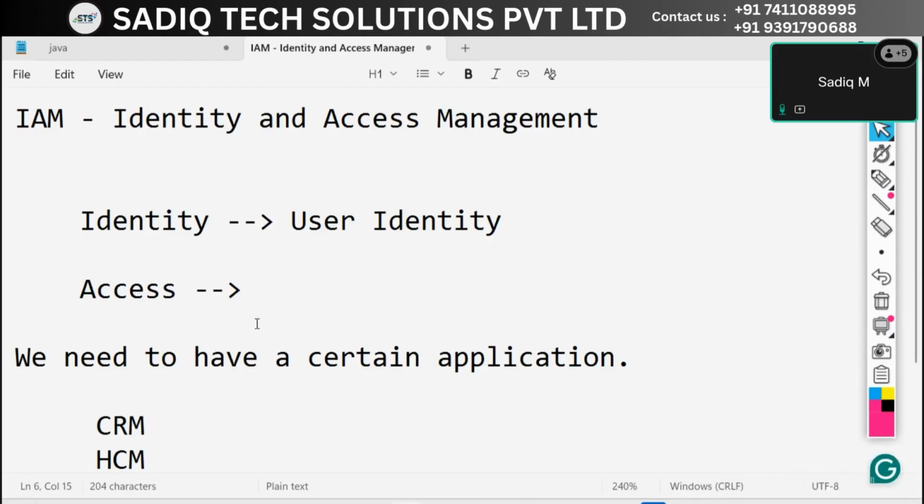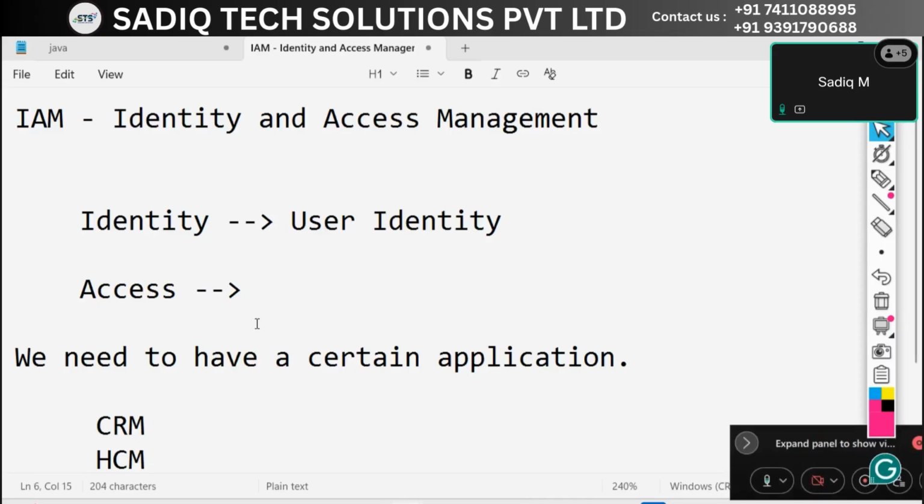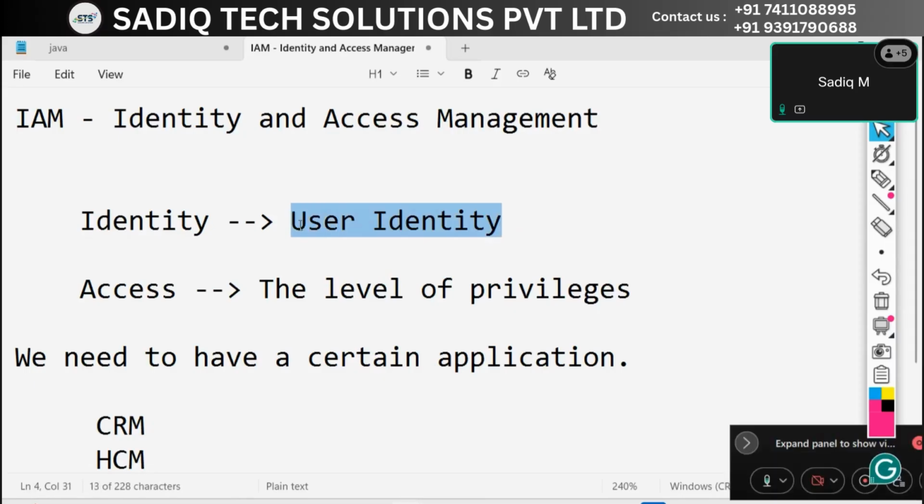Similarly, once you log into the application, what kind of access do you have? That is managed in access management. I would say it is the level of privileges the user has. That decides access management. One is maintaining your identity, your username and password, and another one is the level of privileges you have.